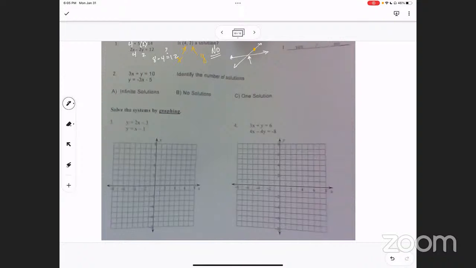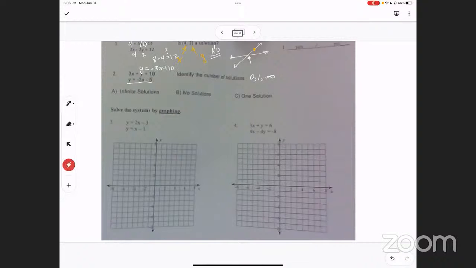Okay. For number 2, it says identify the number of solutions. Well, the answer is either going to be 0, 1, or an infinite number, right? Those are your 3 options. Yeah. And the way you find out, the easiest way, if you ask me, is to put them both in slope-intercept form. Since one of them already is, let's convert this other one to slope-intercept form. y equals negative 3x plus 10. See how I did that?